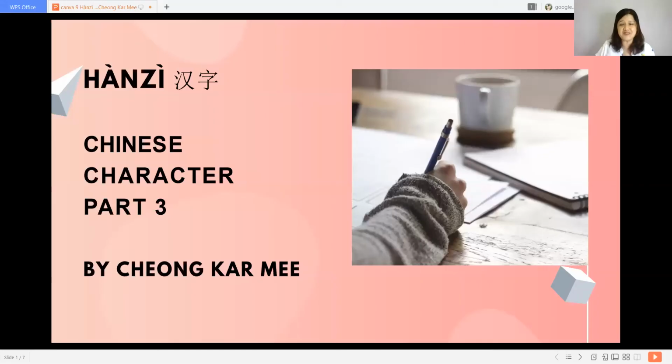Still remember what we have learned in the previous lesson? In the previous lesson, we learned what is Chinese character, what is simplified Chinese words and what is traditional Chinese words. At the same time, in another video, we learned there are 4 methods to form Chinese words. Today, we are going to continue learning the basic strokes of Chinese character.